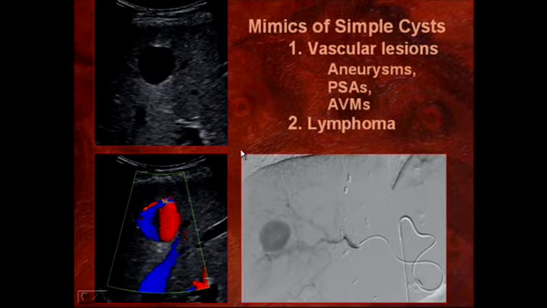Now, there are things that can mimic simple cysts, and vascular lesions are among the most common. This is an example of a liver transplant patient who had a simple appearing cyst on grayscale, but it contained swirling blood flow on color Doppler. This was a post-biopsy pseudoaneurysm that was subsequently confirmed with angiography. But in addition to pseudoaneurysms, routine aneurysms can simulate cysts, as can arteriovenous malformations. And one particular tumor, lymphoma, is notorious for being extremely hypoechoic, and rarely it can be anechoic and simulate cysts in the liver and elsewhere in the body.